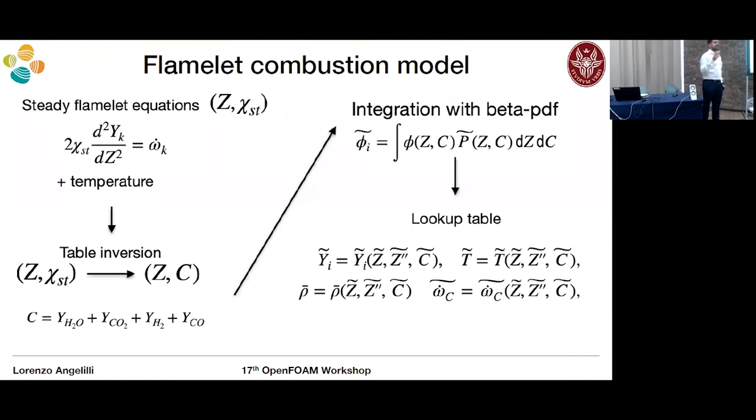After that, we apply a sort of table inversion. We compute the progress variable, which is a sum of the most important species mass fractions, and we do this table inversion, for which we obtain this kind of tabulation. This is convenient because if we describe the flame through the mixture fraction and progress variable, some characteristics of the reaction zone are better captured.